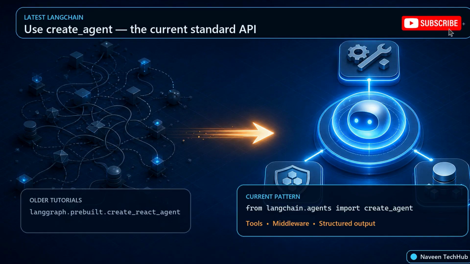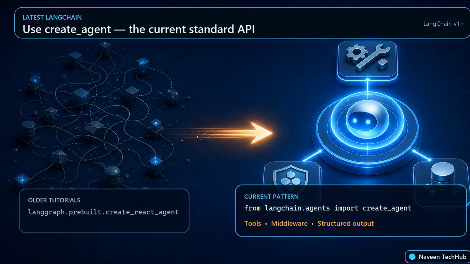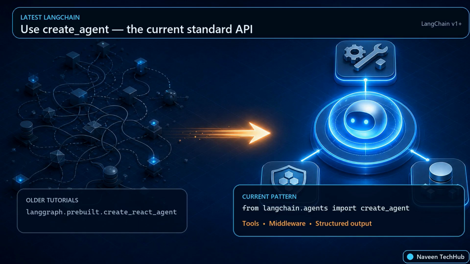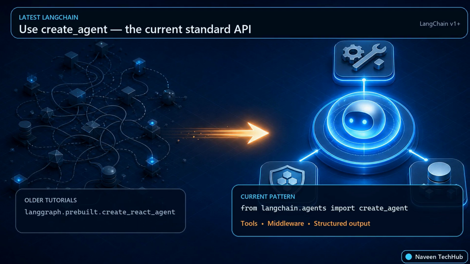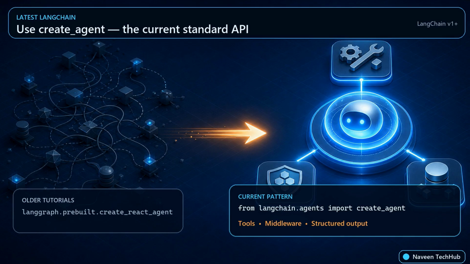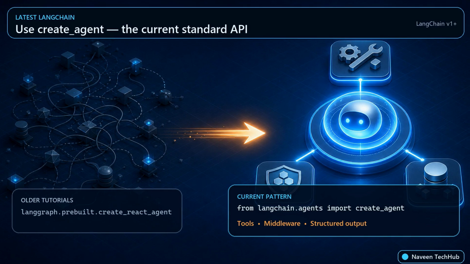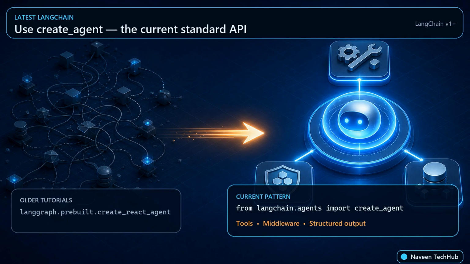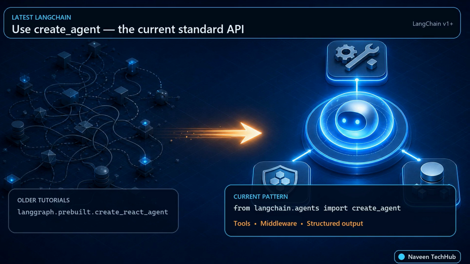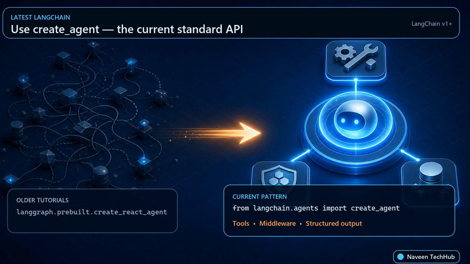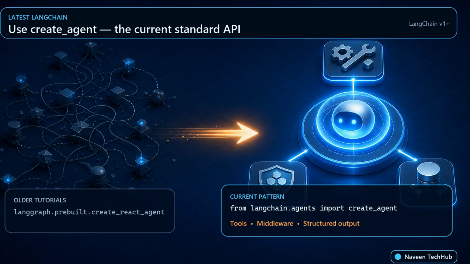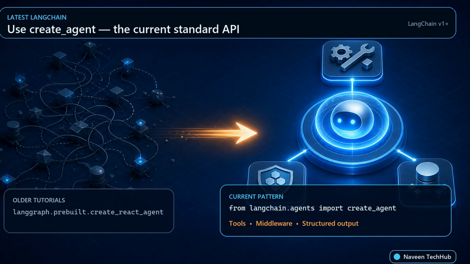First, one important update. In LangChain version 1 and later, Create Agent is the standard way to build agents. Many older tutorials use LangGraph's pre-built Create React agent, but that path is now deprecated. The new API still runs on LangGraph underneath, so we get the reliable agent loop, plus cleaner middleware and structured output support. This is the current pattern we should learn.